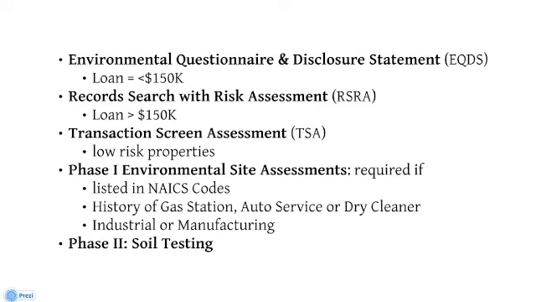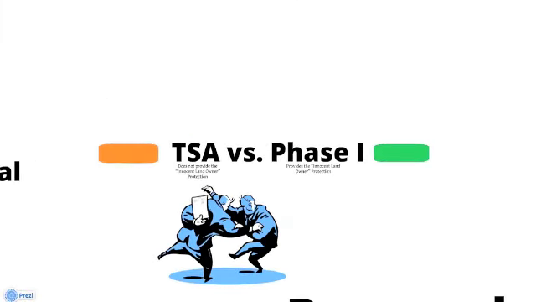There are very low levels of investigations which are used when you are absolutely sure about the history of the property, the surrounding properties, and when the dollar investment is low. The most requested are transaction screen assessments for low-risk properties and Phase 1 environmental site assessments for medium to high-risk properties or large loan amounts. Phase 2 soil testing is a subject we will get into later in this presentation.